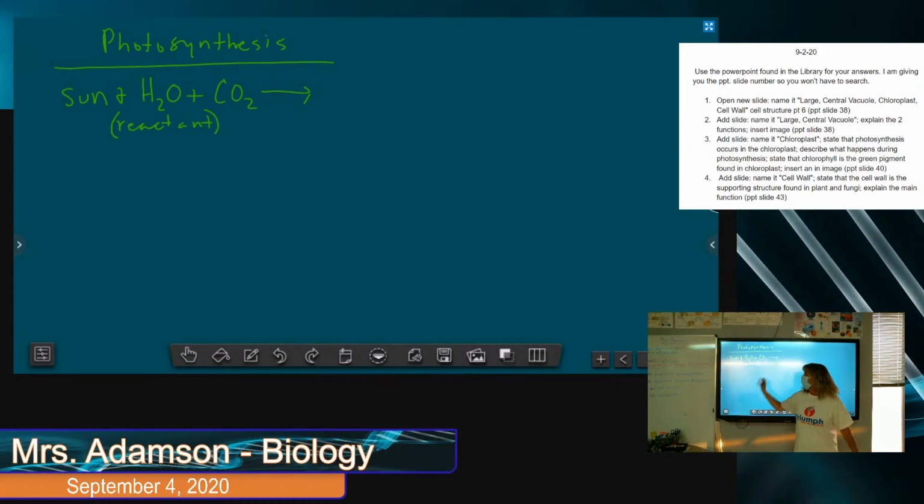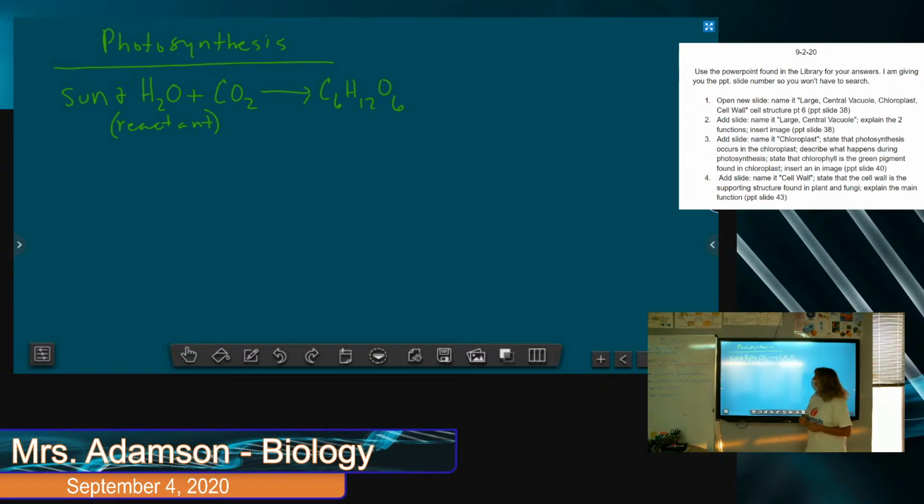All right, so these are going to react. Molecules are going to rearrange, and we're going to come out with something new, a product, on this other side. After these all react, our main product is C6H12O6. Okay, this stands for glucose.